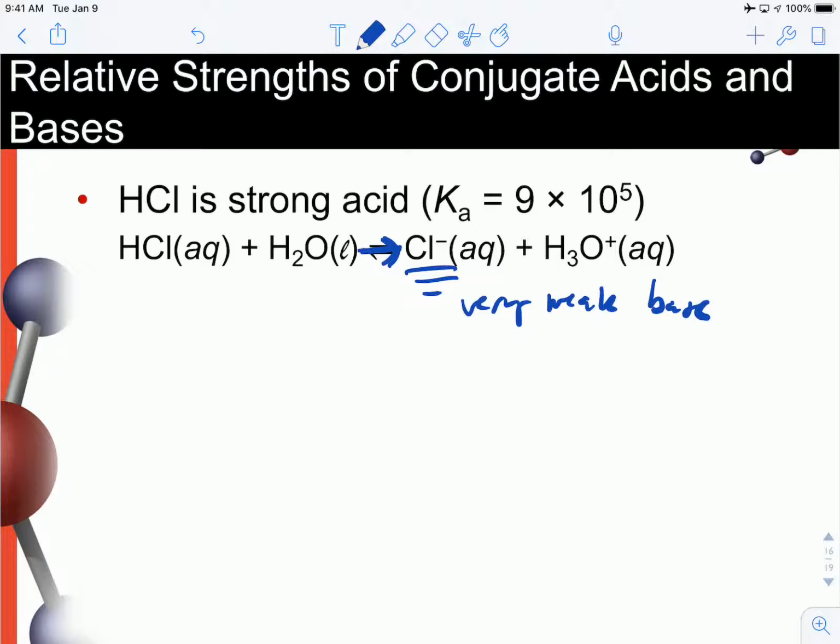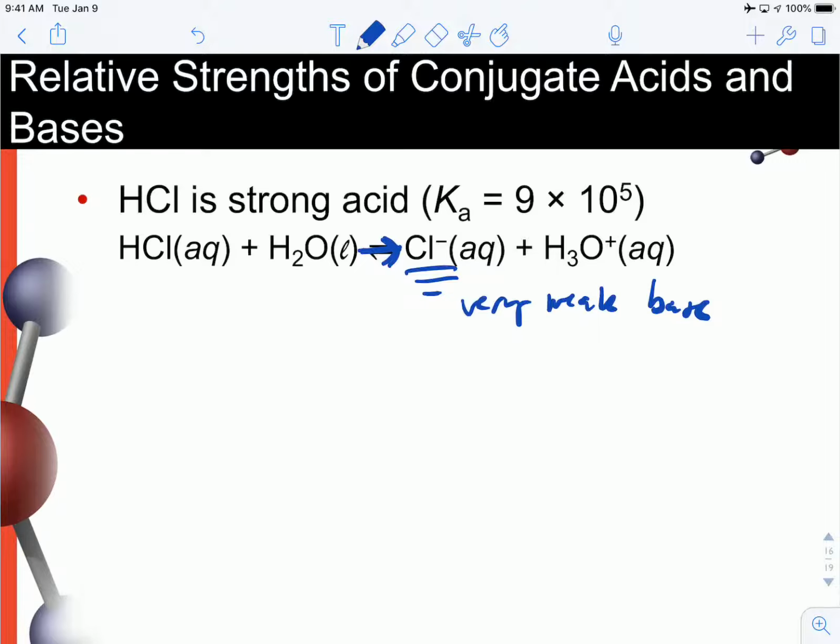Right? If this is a really strong acid, this is a very weak base because the reaction doesn't go in reverse. For this to act as a base, it has to pick up a hydrogen ion from water and move in this direction, right? To form HCl and H2O. It's not going to happen with a very strong acid. And the same thing can be said about bases. Very strong bases have weak conjugate acids. That's a really important concept that'll be coming up more in lecture.